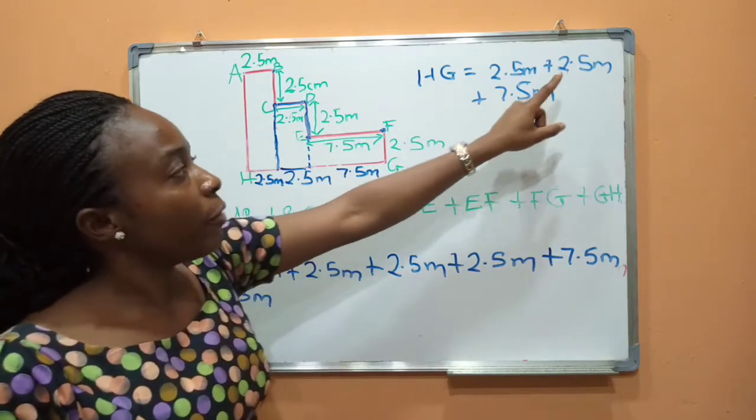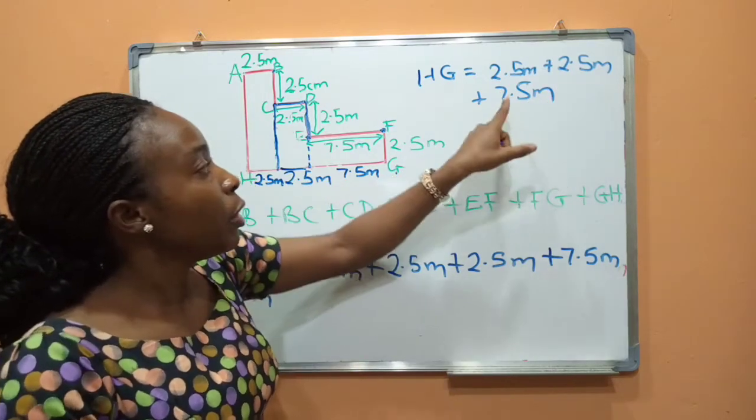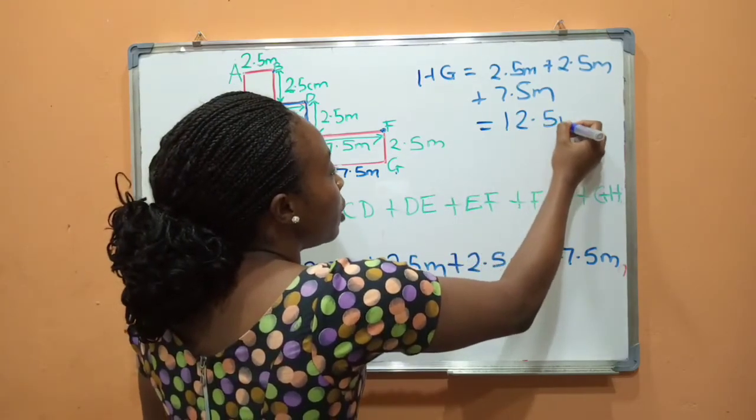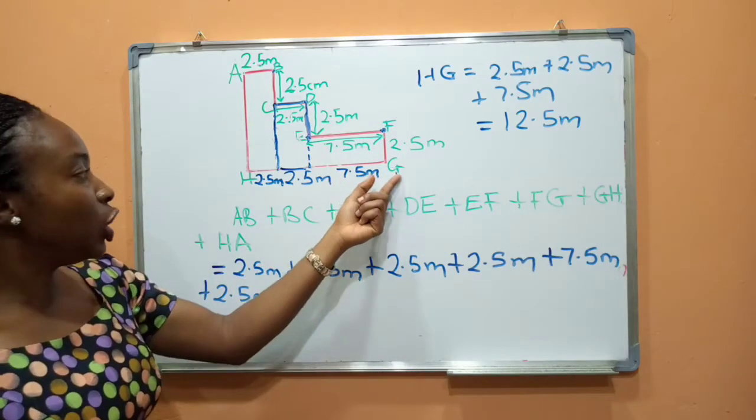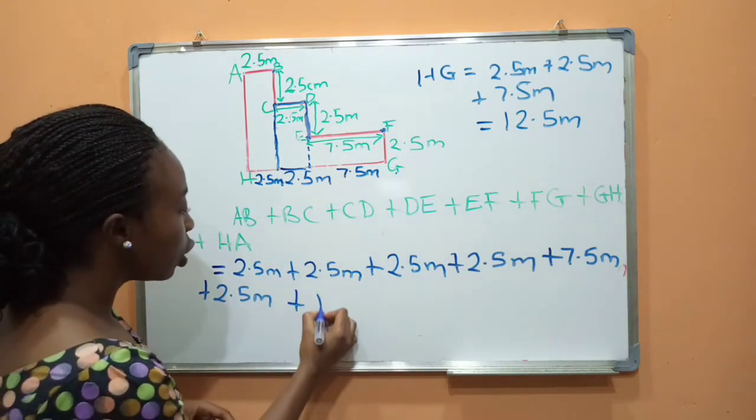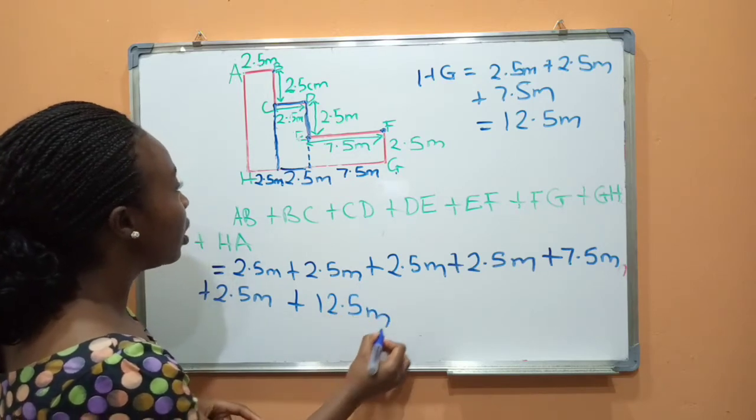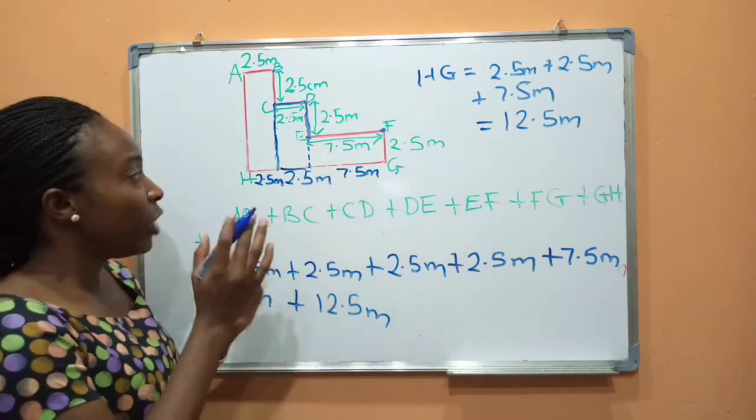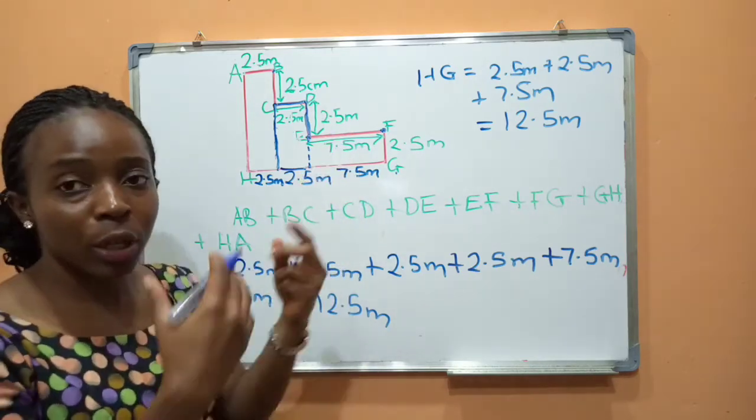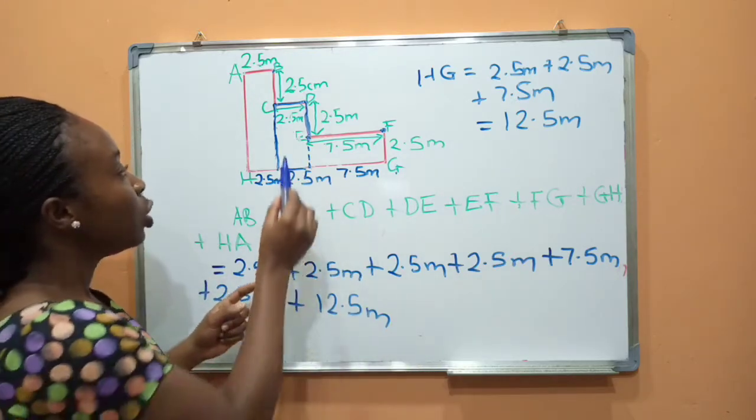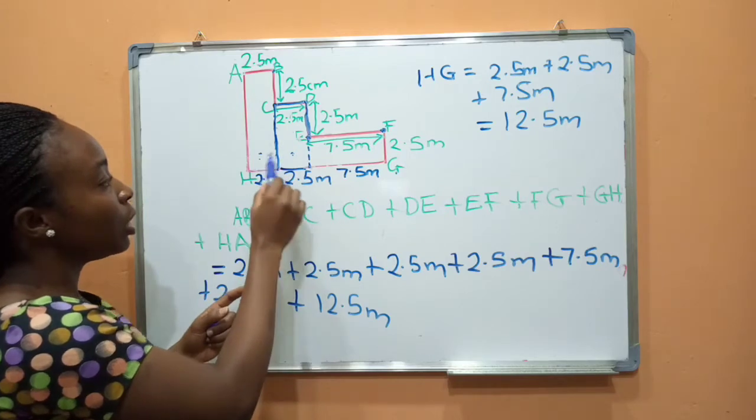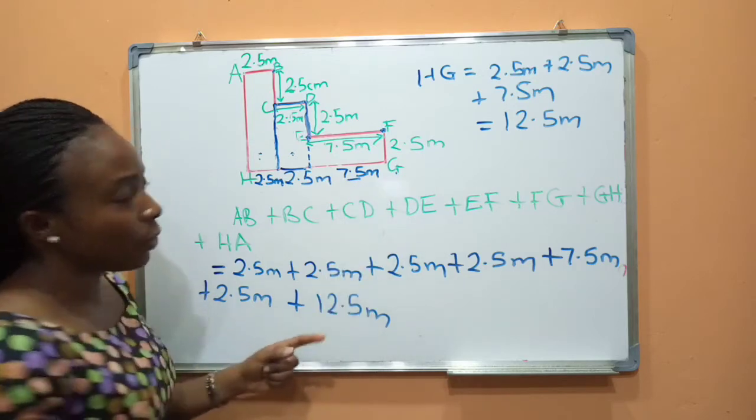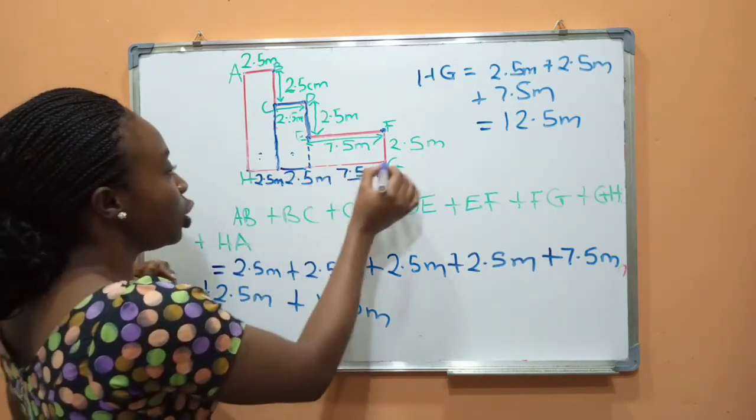Now, 2.5 plus 2.5 gives us 5.0. 5.0 plus 7.5 is going to give us 12.5 meters. So we have succeeded in getting GH. So we are going to have plus 12.5 meters. In getting the value of the unknown, what we simply did was to break down this irregular shape into regular shapes. And when we did that, we had two more rectangles, okay? And by doing that, we were able to find 2.5 and 2.5. Adding it up to 7.5 gives us the entire length of HG.